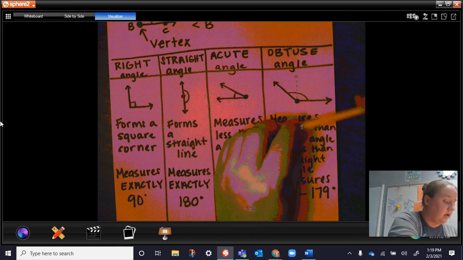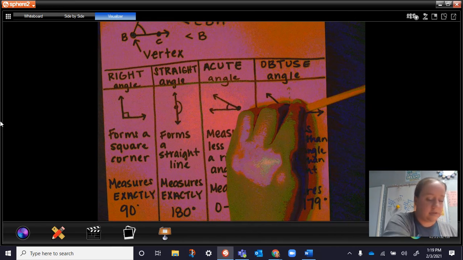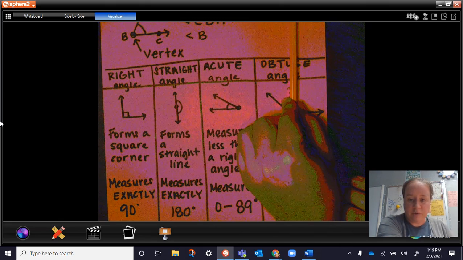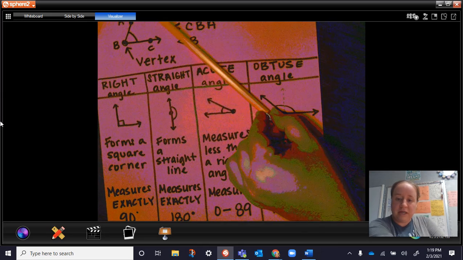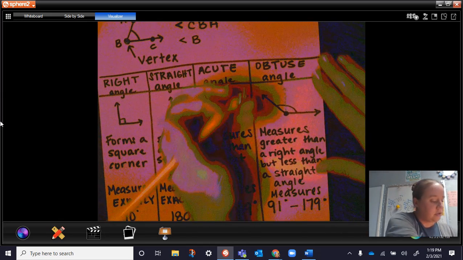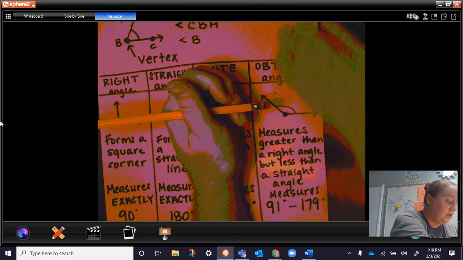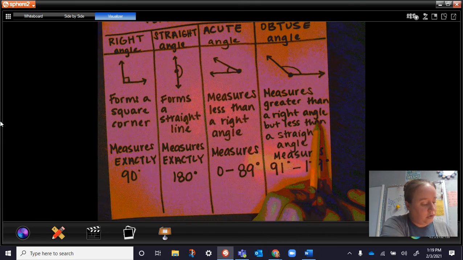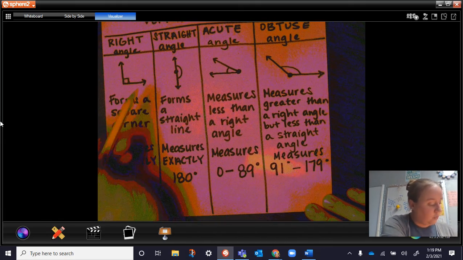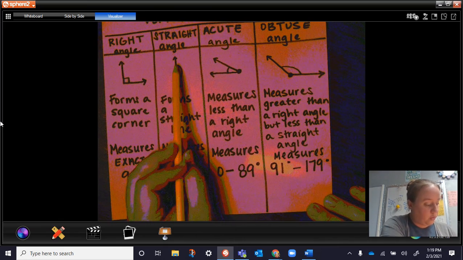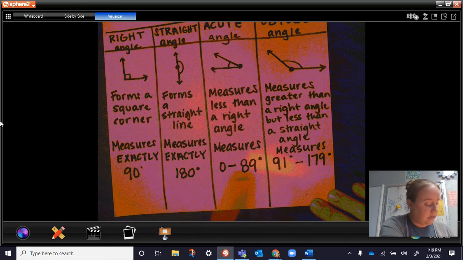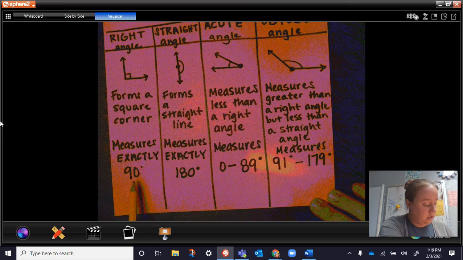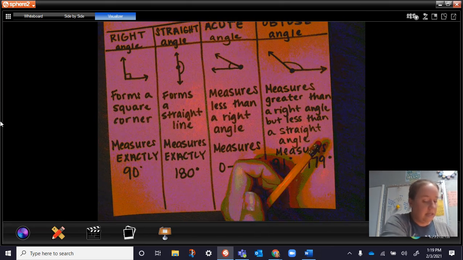Notice this, it starts right here, and it's opening, there's my 90 degrees. It continues to open and get bigger. So that opening is really large there. So that is an obtuse angle, and that is something that is greater than a right angle, but notice it's less than a straight angle, because when we hit that 180, now we're a straight angle. So the range is greater than 90, so it starts right after, 1 degree after at 91, but less than the straight angle, so it stops at 179 because that straight angle is 180 degrees.